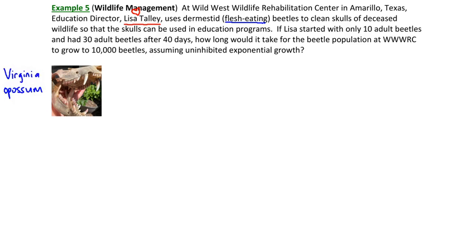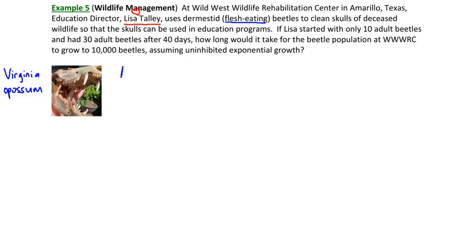After its demise, she used dermestid beetles to clean the flesh, including the skin and the gums, and they did a great job on the skull, left behind this pristine skull of the opossum that she can then use to educate the community. Now, if Lisa started with only 10 adult beetles and had 30 adult beetles after 40 days, how long would it take for the beetle population at WWWRC to grow to 10,000 beetles, assuming uninhibited exponential growth?